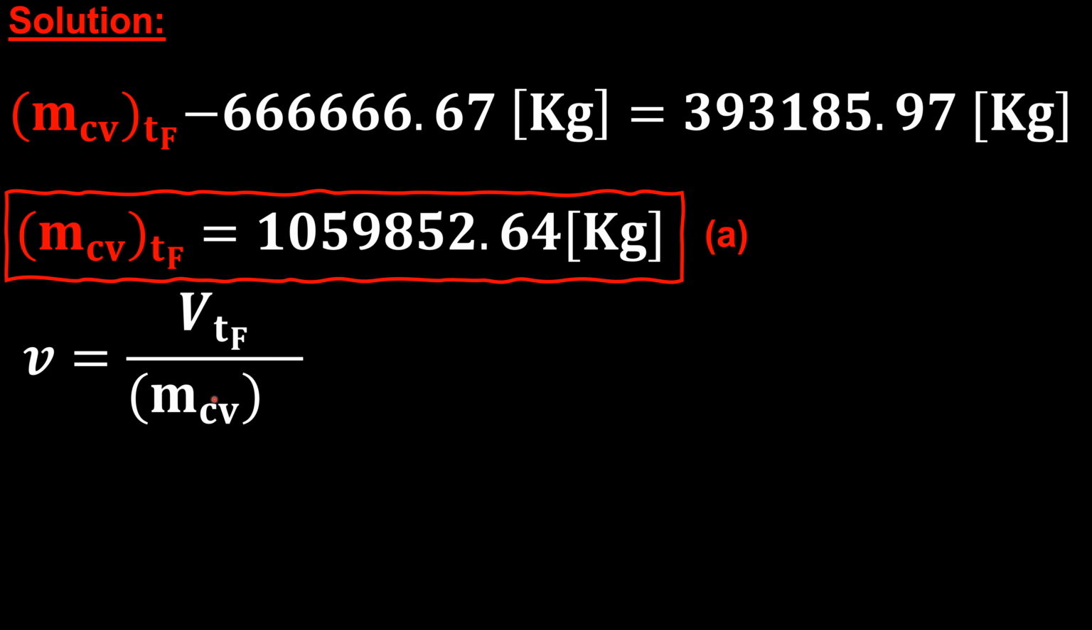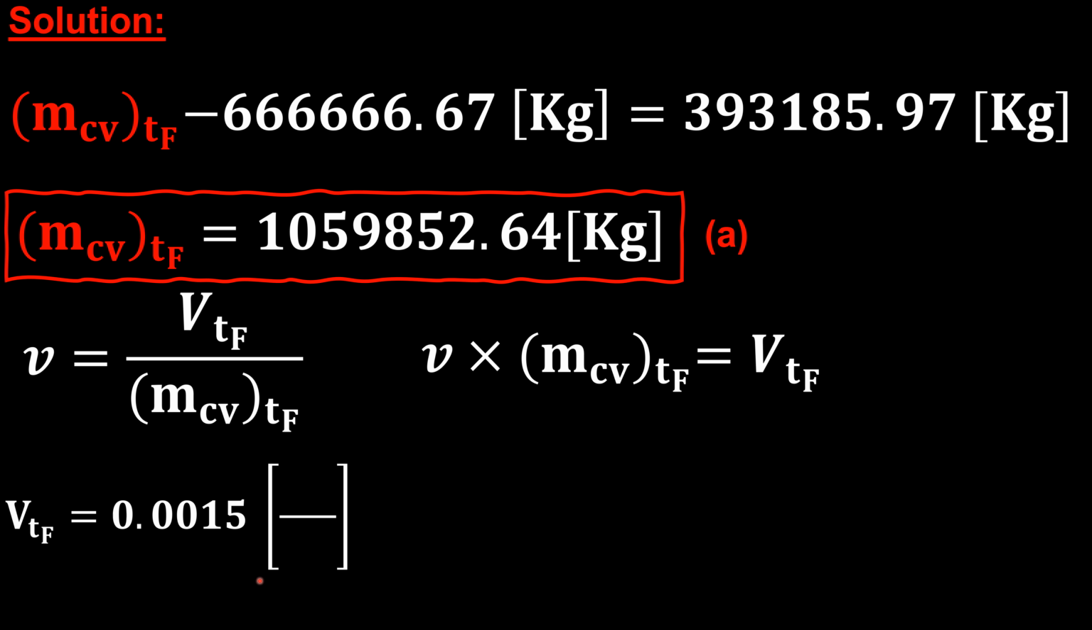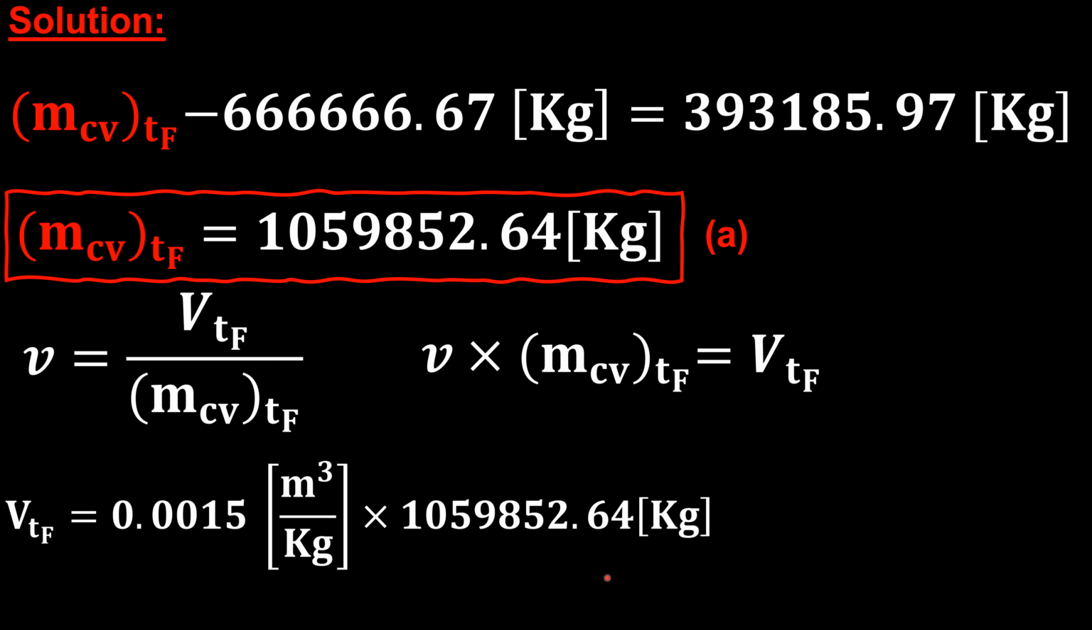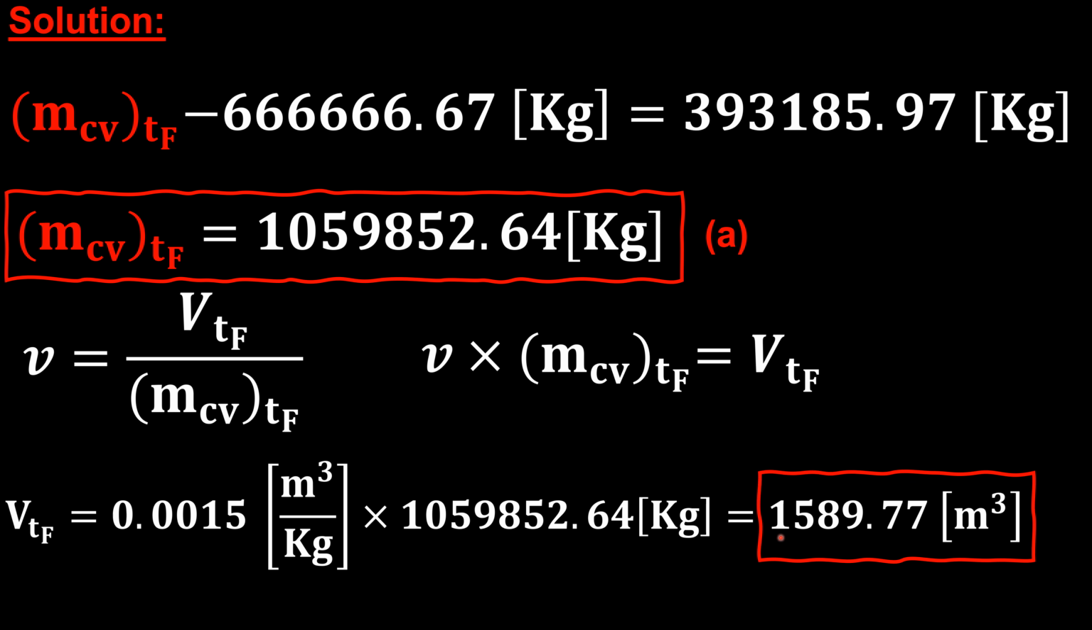Next, we want to find the final volume. By utilizing the equation for specific volume, which is volume over mass, we found the final mass. We know the specific volume. We can solve for the final volume, and that's what we did in here. Then we're going to plug in the given data and the data that we found, and the final volume will be 1589.77, and that's the answer for B.